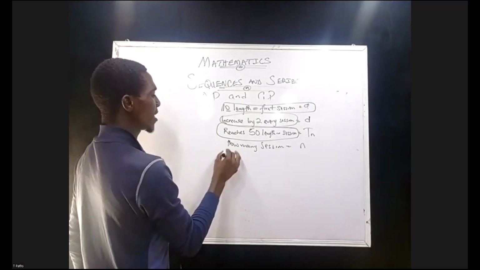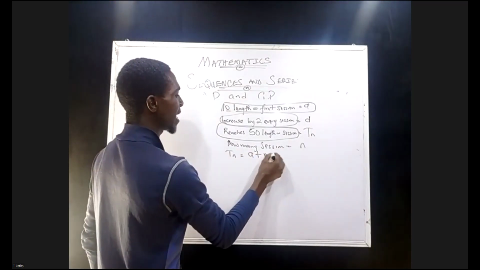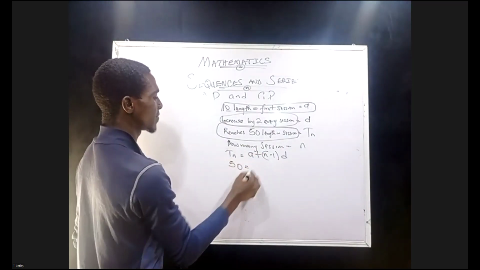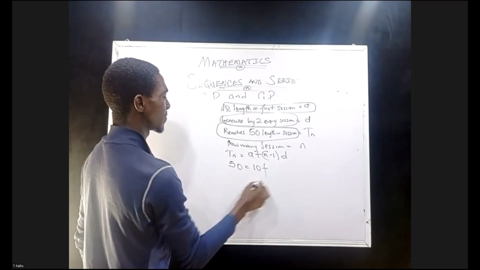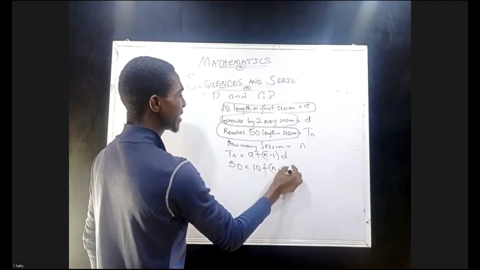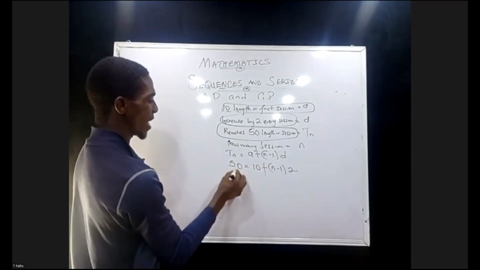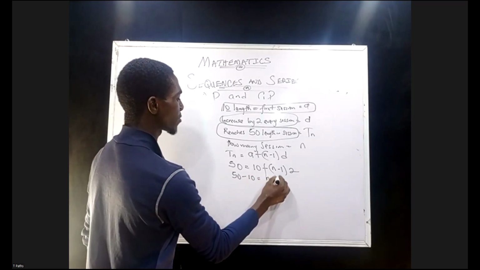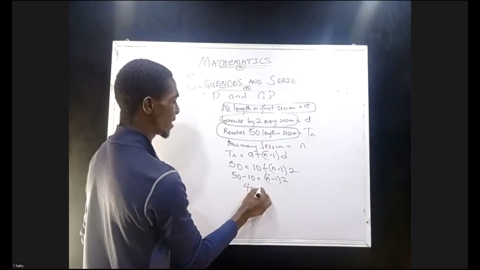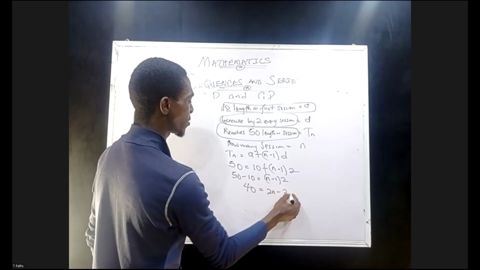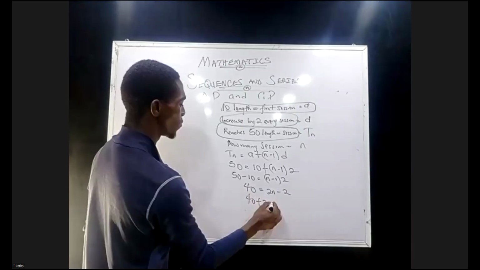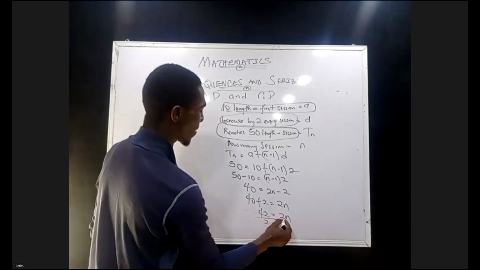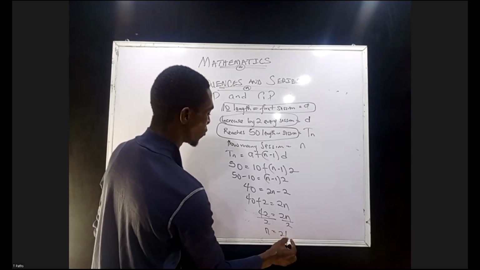So we define T of n equals a plus n minus 1 d. T of n that we are looking for is 50. The a given to us is 10. The n is unknown, and the d is 2. So 50 minus 10 equals n minus 1 times 2. I have 40 equals 2n minus 2. 40 plus 2 equals 2n, so 42 equals 2n. Divide both sides by 2. The value of n equals 21.